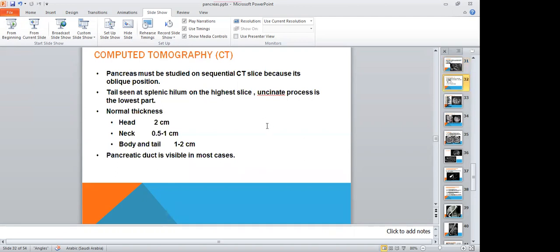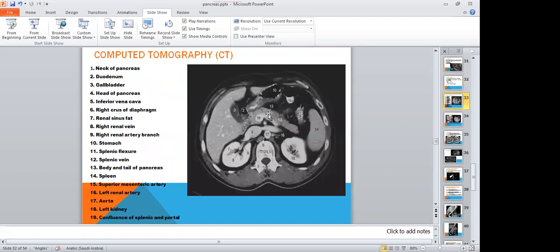CT: the pancreas must be studied on sequential CT slices because of its oblique position. The tail is seen at the splenic hilum on the highest slice. The uncinate process is the lowest part. The normal thickness: the head about 2 cm, the neck 0.5 to 1 cm, body and tail 1 to 2 cm. The pancreatic duct is visible in most cases.